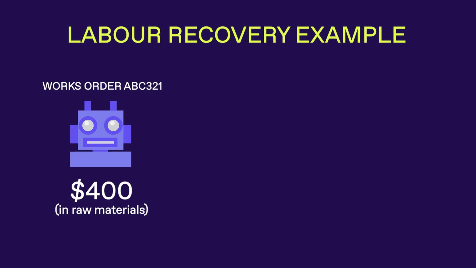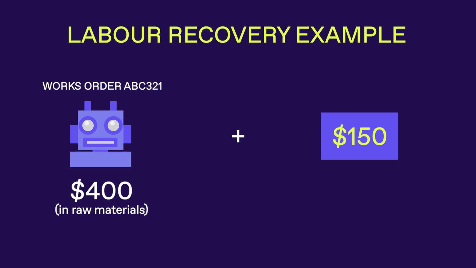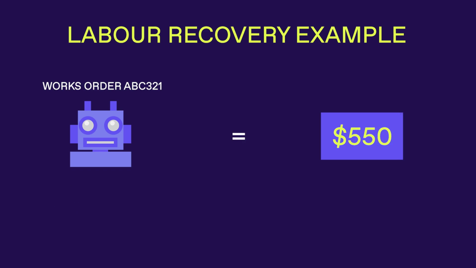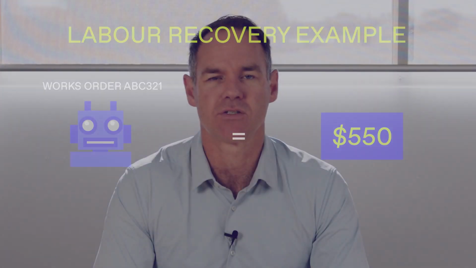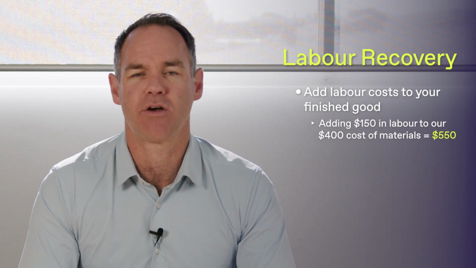In that hypothetical example of $400 of raw materials going into my works order, let's say there's 3 hours of work that goes into it, and that 3 hours of work costs the business $50 per hour. So when you complete that product, assuming they do it on time, there's another $150 worth of cost. All of a sudden, you don't have a stock item that is worth $400, you have a stock item that is worth $550. So how do you just create $150 worth of extra value? That is where labor recovery comes into the calculation. We would add in $150 to the value of the finished good.